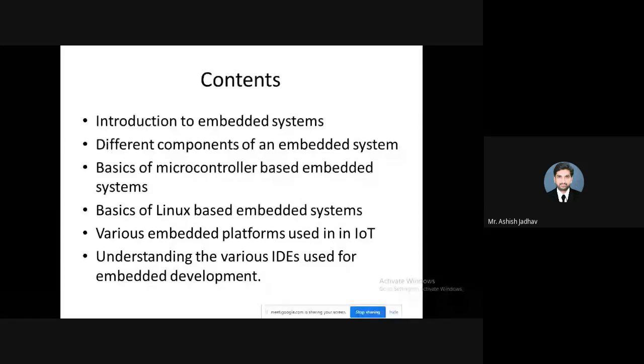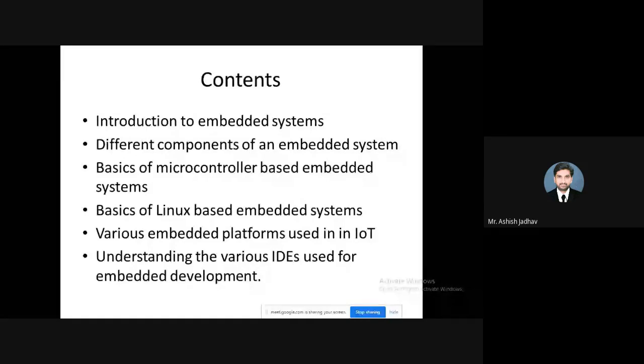So for embedded systems, two categories are there. One is microcontroller based and the second one is Linux based. Then we will deal with the various embedded platforms used in IoT, and at the end we will discuss the various IDEs. IDE stands for Integrated Development Environment. So the various IDEs that are available, we will discuss at the end of this unit, right?